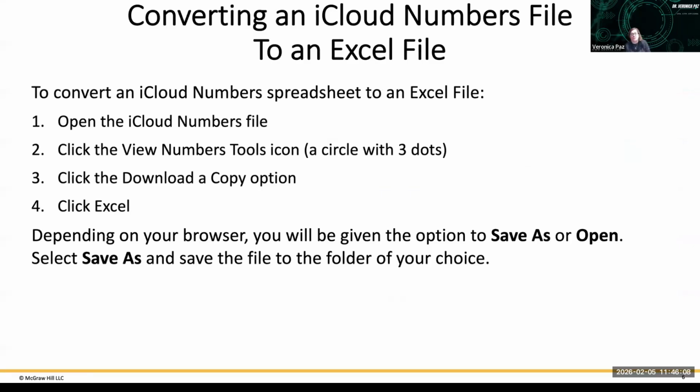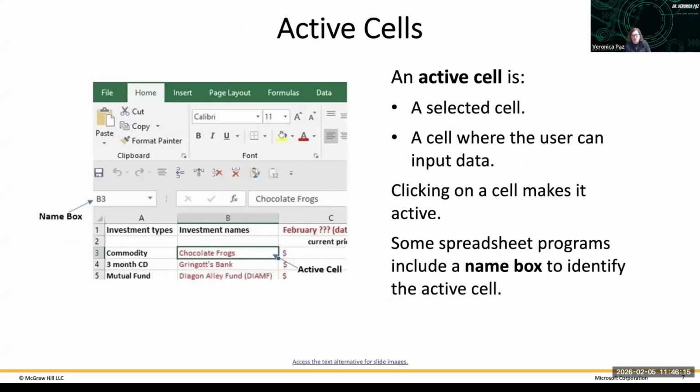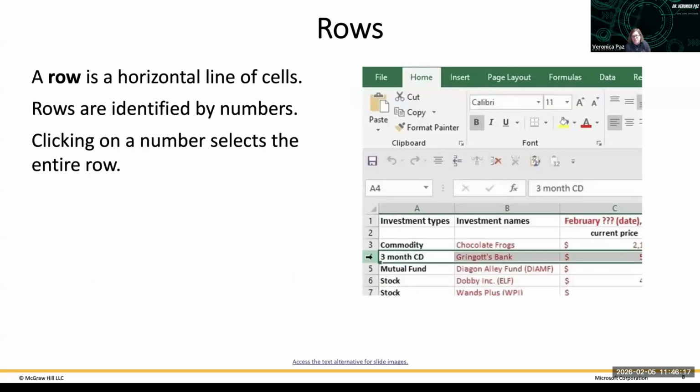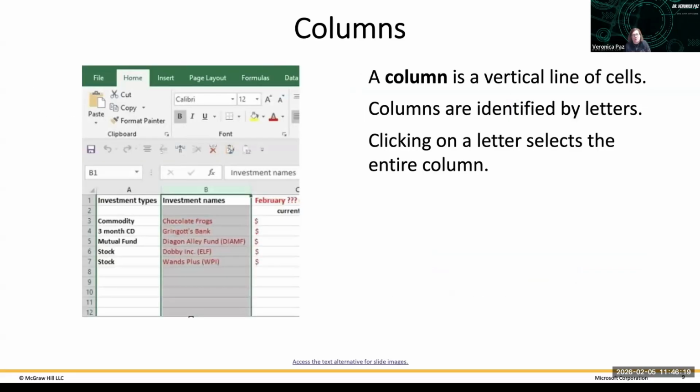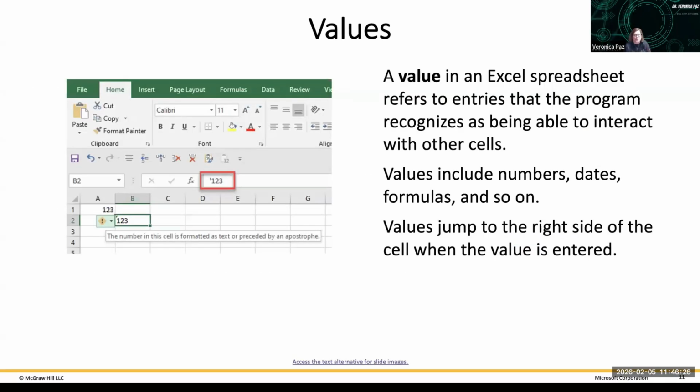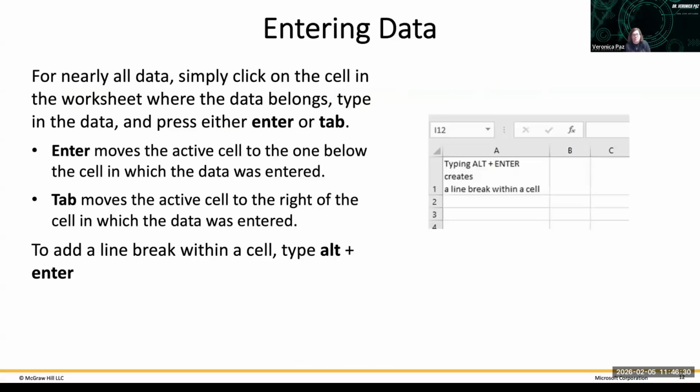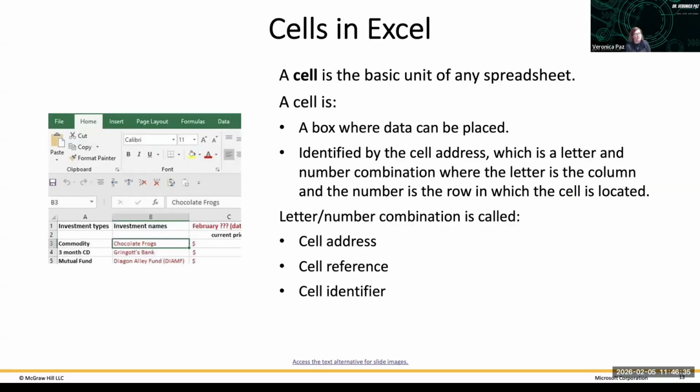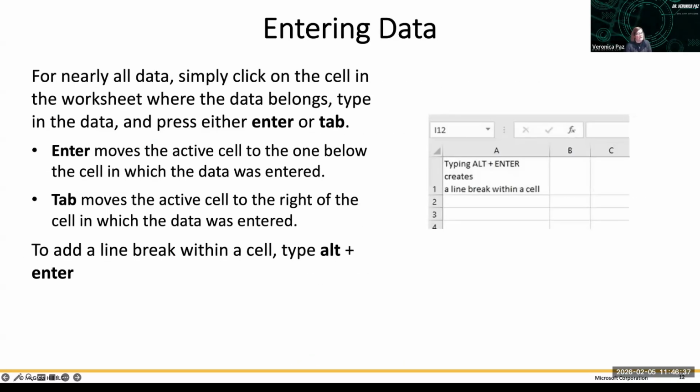And then if you're using Numbers, you would convert to an Excel in a very similar fashion here. Active cell. So it goes through almost the same things. That's why I put it together. We talked about a row. We talked about a column here with investment names. We talked about labels. So it just gives you a little bit more in depth. We talked about values and numbers, right? And so entering data. So this should all be hopefully a review. But if it isn't, then I highly recommend you go through this.